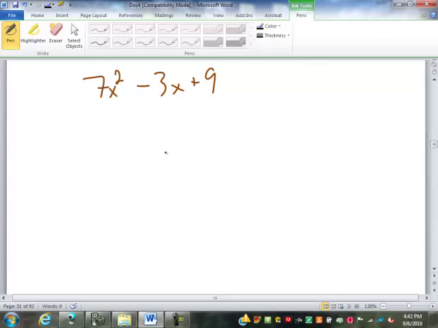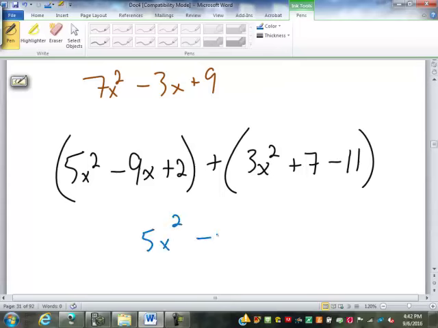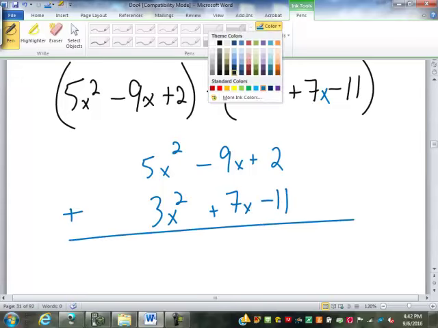Yeah, the negatives and positives in each of them. So we might have 5x squared minus 9x plus 2 plus 3x squared plus 7x minus 11. We're still going to set this up the same way. That's 7x. Thank you. So 5x squared minus 9x plus 2, 3x squared plus 7x minus 11. And we are still adding.